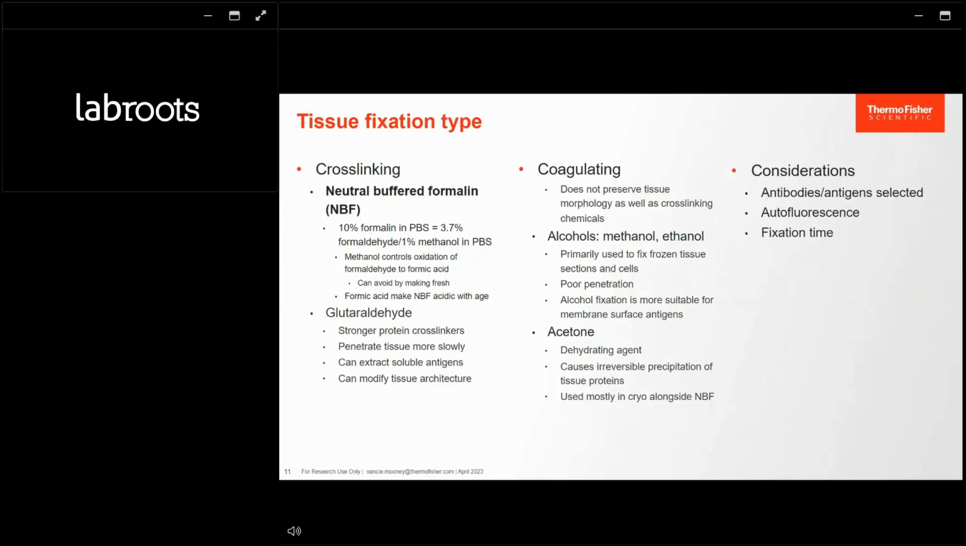I'm going to say this a lot in this presentation, and I apologize in advance, but you're going to have to optimize things in your own hands as well. So fixation times, you can underfix and you can also overfix. In any case, that might result in non-optimal staining. So there are situations where you can go to the literature and find what best practices are, but you still might have to run some experiments in your own hands to optimize.